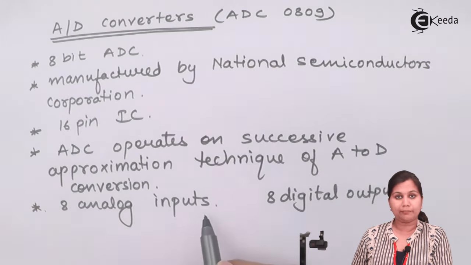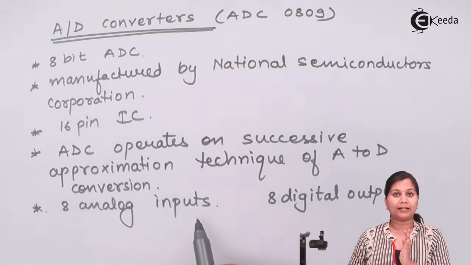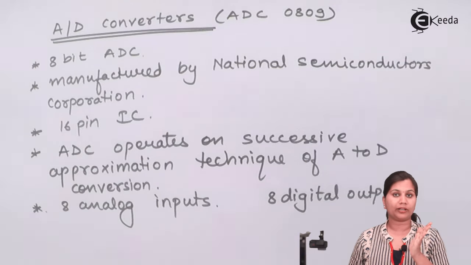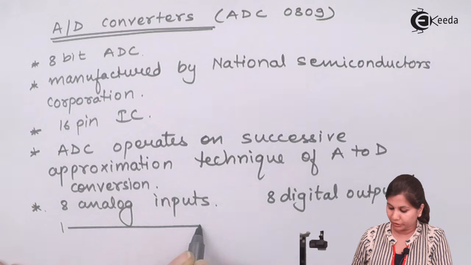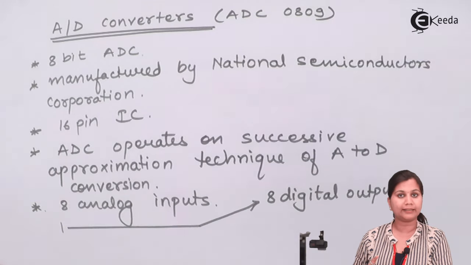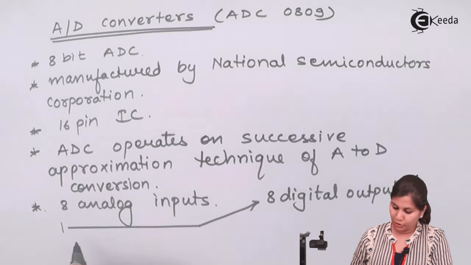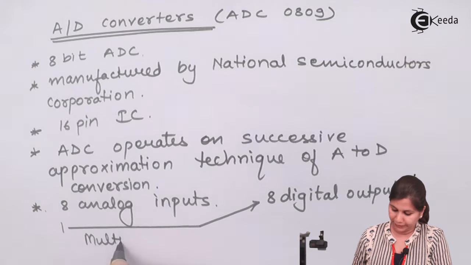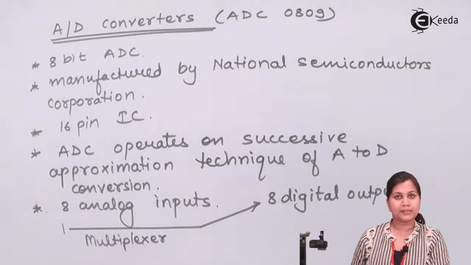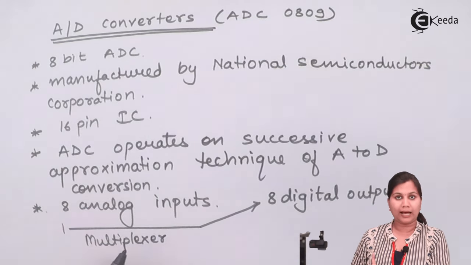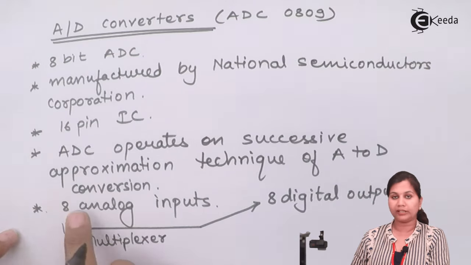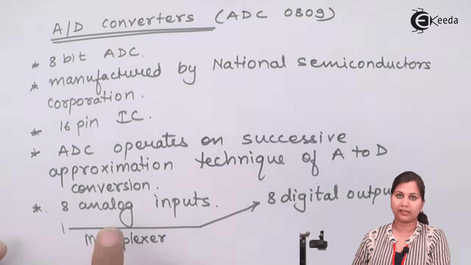Now 8 analog inputs are present, so it means that we can convert the 8 analog inputs into the 8 digital outputs, but only one analog input will be converted into the digital output at a time. Only one will be converted. So here we will use a multiplexer. This multiplexer is going to select the one analog input signal out of the 8 analog input signals available.